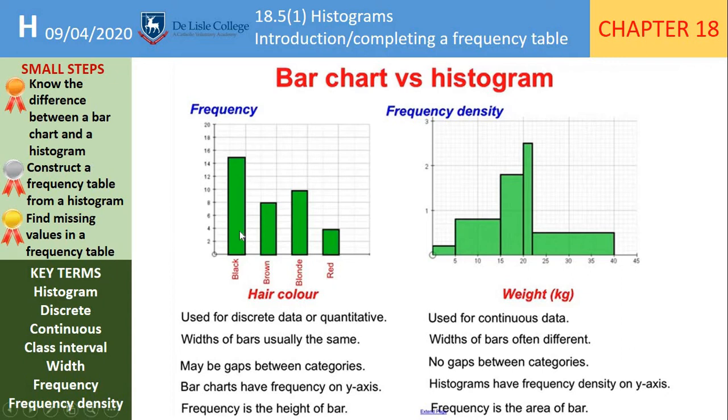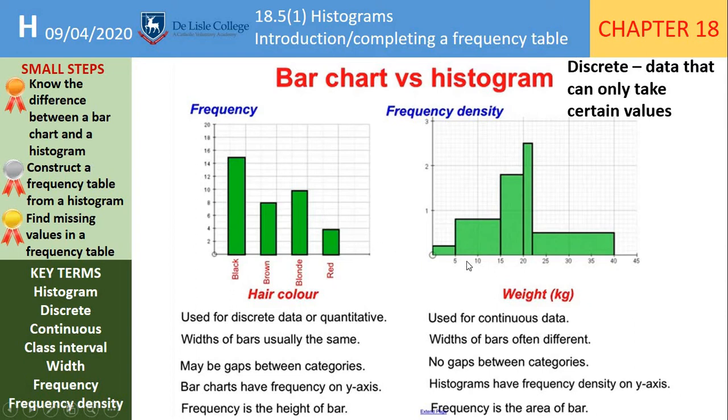So if we start with a bar chart then, a bar chart is used to display discrete or quantitative data. Remember, discrete data is data that can only take certain values. In a bar chart, the widths of the bars are usually the same, and there are also gaps between the categories. Bar charts have frequency labelled up the y-axis, and the frequency is the height of the bar.